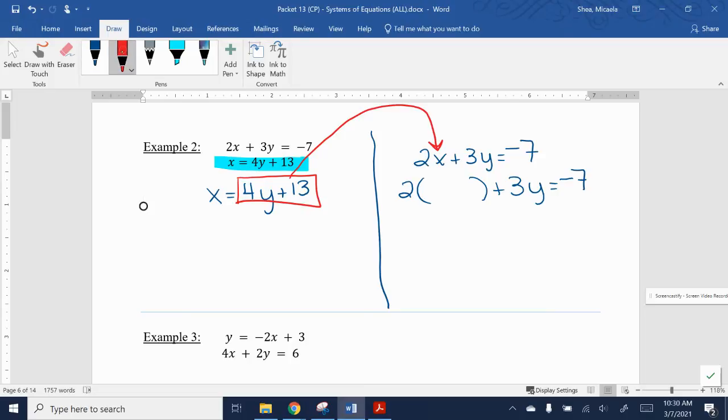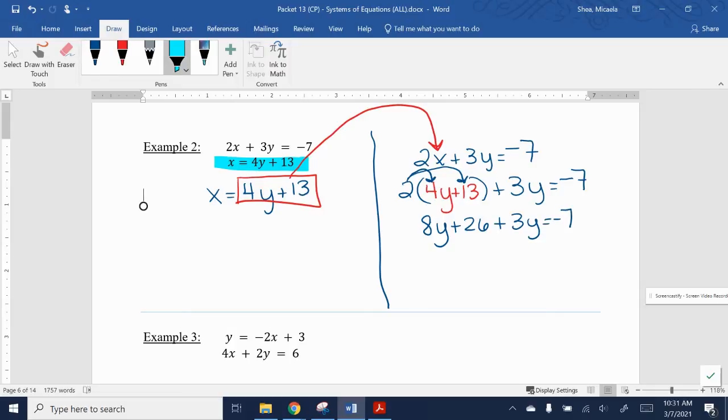What am I going to put inside those parentheses? 4y plus 13. Okay, and we're going to start to solve this multi-step equation just like we did in September. So we're going to start by distributing to get rid of that 2. 2 times 4y is 8y. 2 times 13 is 26, plus 3y equals -7.